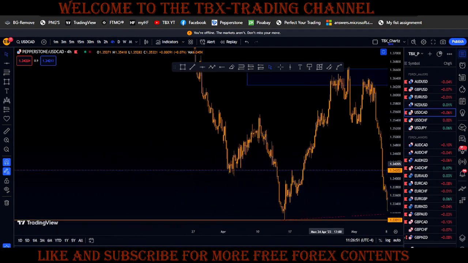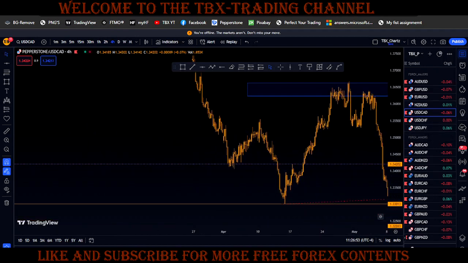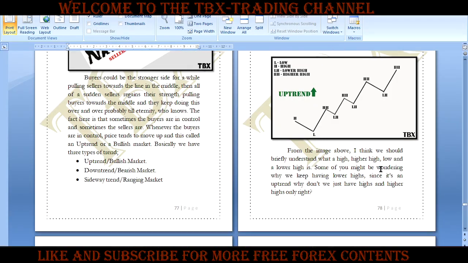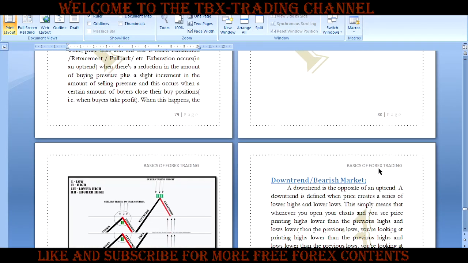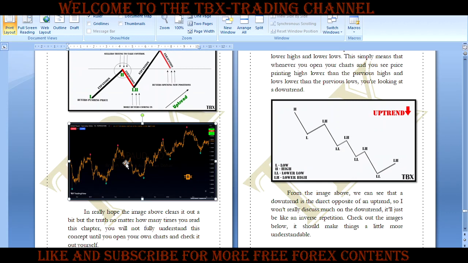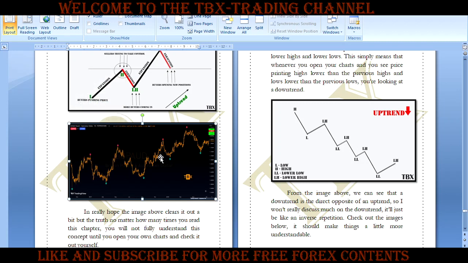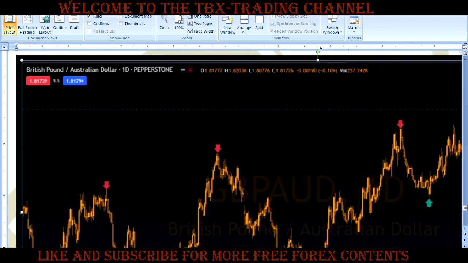A downtrend is when price creates. Let's check out the book. I think I have pictures. As you can see, I don't know why I can't expand this. Maybe I don't know how to. So let me just do it the way I can.